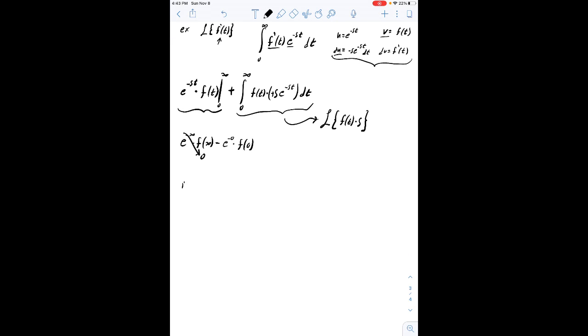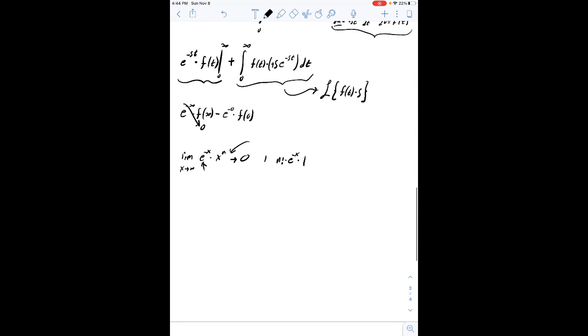The main reason behind that is the limit as x approaches infinity of e to the negative x times x to the n is always going to go to 0. This is because e to the negative x is a really fast decaying function, and we can see this by L'Hopital's rule. So if we take the derivative of this n times, we would get n factorial times e to the negative x times x to the 0. This x to the 0 is just equal to 1, so I'll replace it with a 1. And then we ask the limit as x approaches infinity.